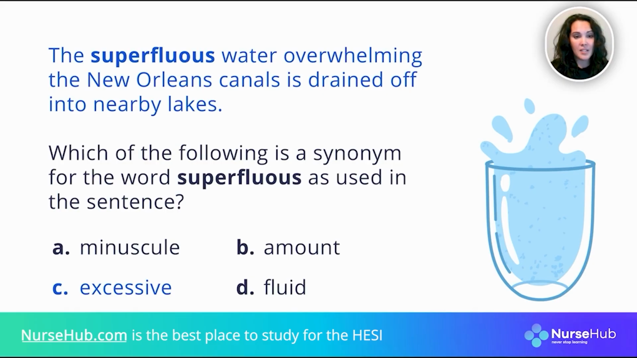Minuscule, for A, y'all, means a small amount. And if some water, or a small amount of water, needs to be drained off, it's probably not a large amount. So this is incorrect. B, the word amount doesn't fit in context here. We are looking for an adjective and the word amount is a noun. So if you were to plug this back in, it wouldn't make any sense. D, fluid means free flowing. So all water is fluid. It doesn't make sense to be able to drain off only fluid water from a canal.